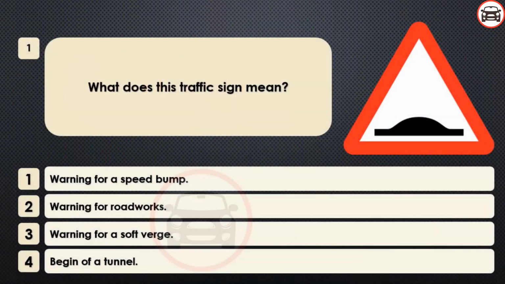What does this traffic sign mean? 1. Warning for a speed bump. 2. Warning for roadworks. 3. Warning for a soft verge. 4. Begin of a tunnel.